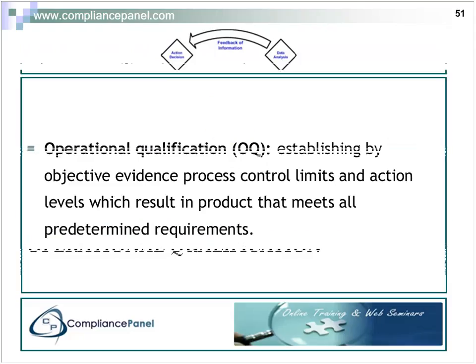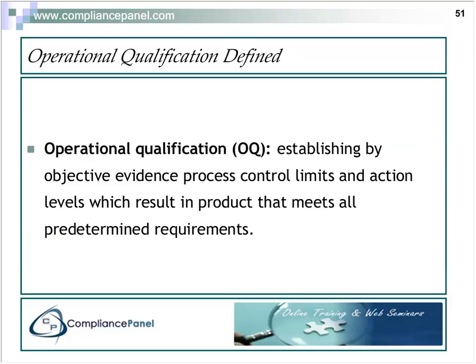So the next phase, now that we have the equipment properly installed and we know that it's working properly, is OQ. And OQ is establishing by objective evidence the process control limits. So we're actually going to set up the process controls during this phase, and the action levels which result in product that meets all of our predetermined requirements. The key here is to establish what these requirements are for the process and that we in fact can meet them with the equipment that we have in place.